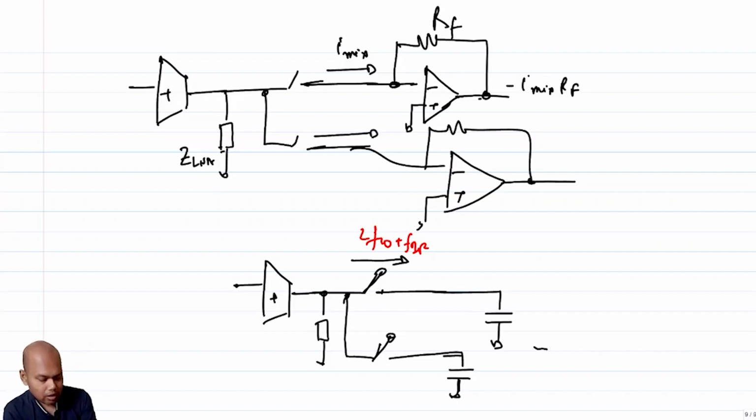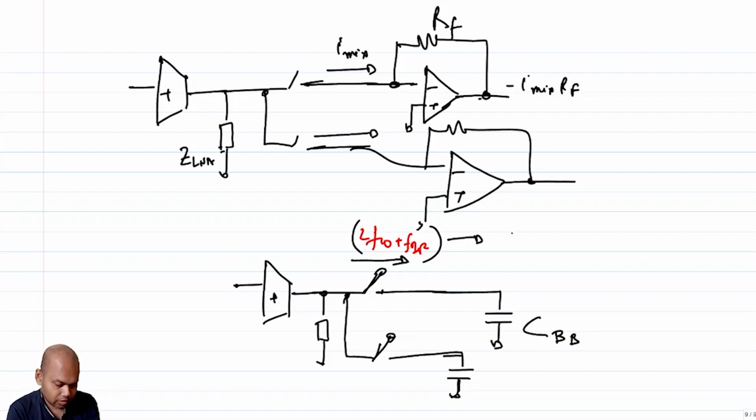Okay, so now let's first consider this component of 2FLO plus FIF. Where is this current component flowing into? This current is flowing into a capacitor. I call this CBB because it's a baseband capacitor. So this current is flowing into this capacitor CBB, and what voltage will it generate? By the way, this is out of band, right? This is unwanted. This is an unwanted spectral tone coming out of other components, right? This is unwanted.